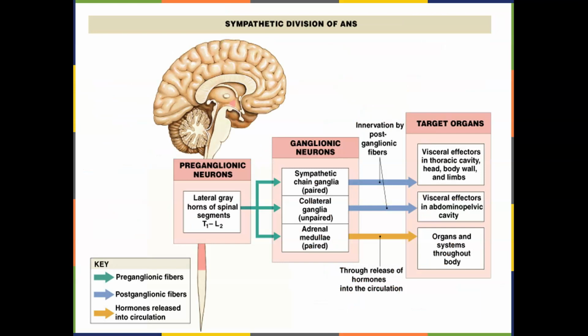So here we are, the sympathetic division of the autonomic nervous system. You have preganglionic neurons in the lateral gray horn, and this would be the ventral horn, all synapsing on sympathetic chain ganglia, collateral ganglia, which are unpaired, or the adrenal medulla. These are producing acetylcholine. That's an H, sorry. And then you have innervation of each one of these into targets. And usually, with the exception of the adrenal medulla, because that's secreting into the bloodstream, this is norepinephrine.